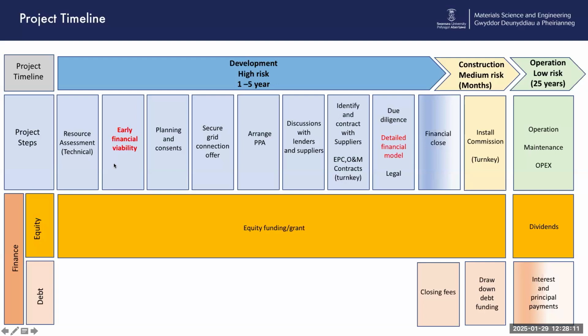You need planning and consent. You need to secure a grid connection offer. You need to arrange your PPA. You need to identify your contractors and have a good relationship with your contractors. And you need to do due diligence. You need to do detailed financial modeling and legal stuff as well. A lot of legal stuff involved until you get to financial close.